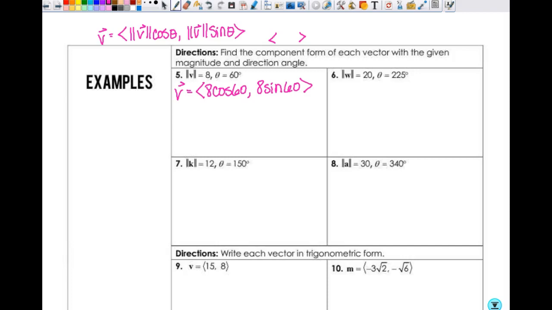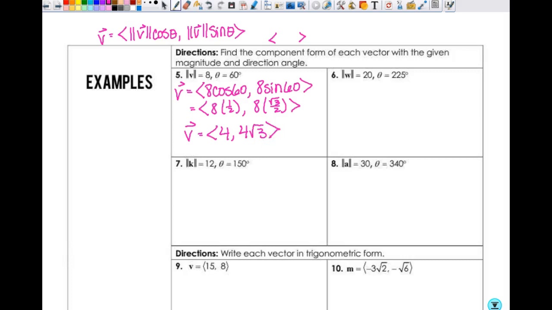All right, so the cosine of 60 degrees without your calculator, 60 is pi thirds, so the cosine is 1/2. So this is equal to 8 times 1/2. And then the sine of 60 is the square root of 3 over 2. So this will be 8 times square root of 3 over 2. When you simplify that, you're going to get that the vector is equal to 4, 4 square root of 3.